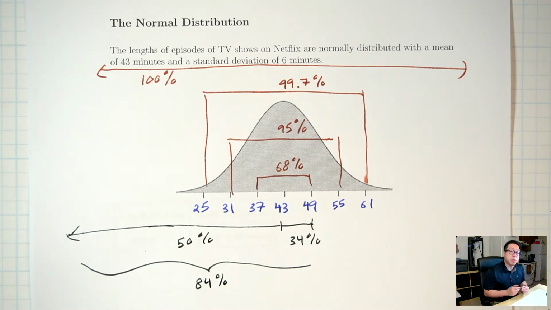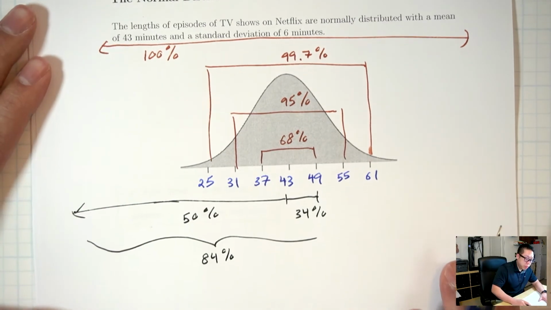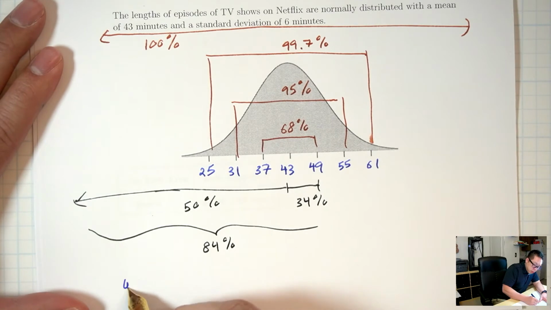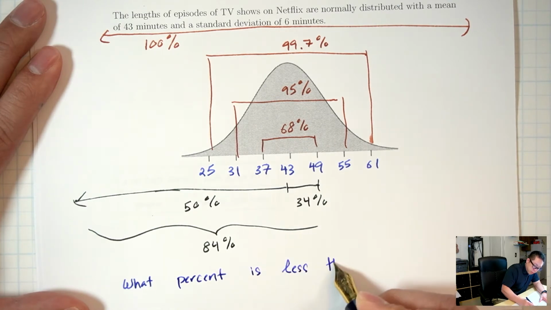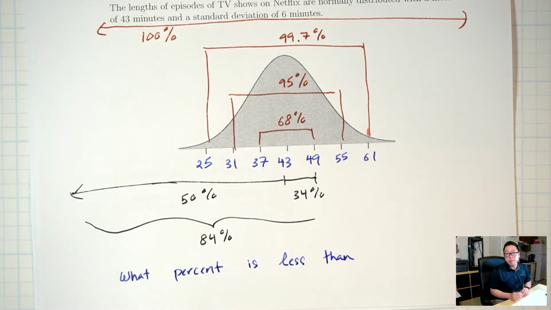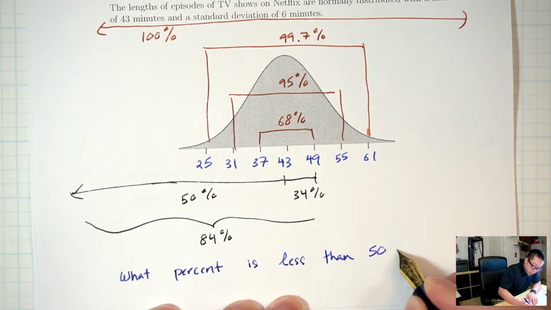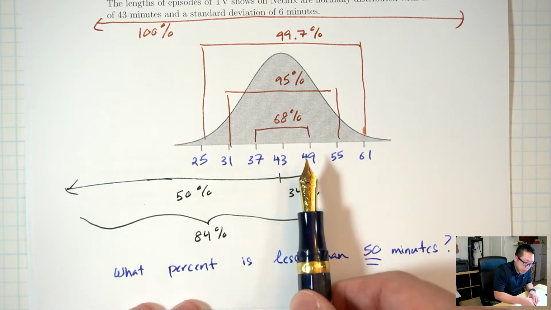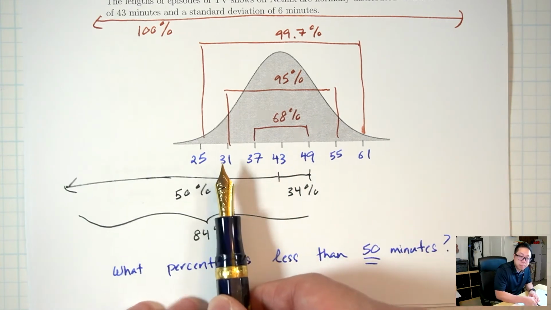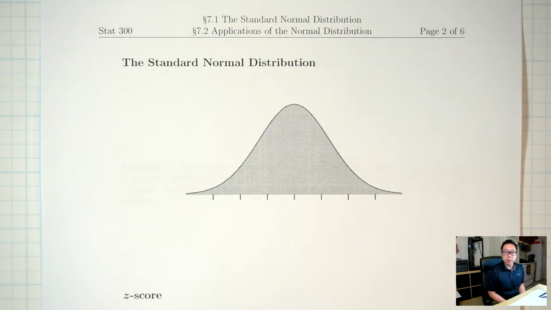And that's going to be the last time we use the empirical rule. Because now I'm interested in questions like, what percent is less than 50 minutes? And that's a question that I can't answer with the empirical rule because 50 doesn't land exactly on one of these steps. To answer that new question, I need three ideas.